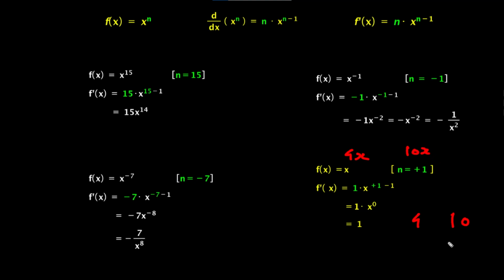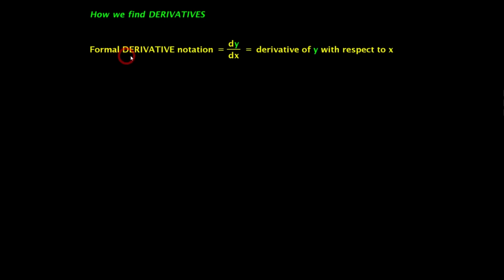Done. In this page, we just go through the quick notations. Some of the notations will be written in the book. Formal derivative notations, dy dx, which is the derivative of y with respect to x.